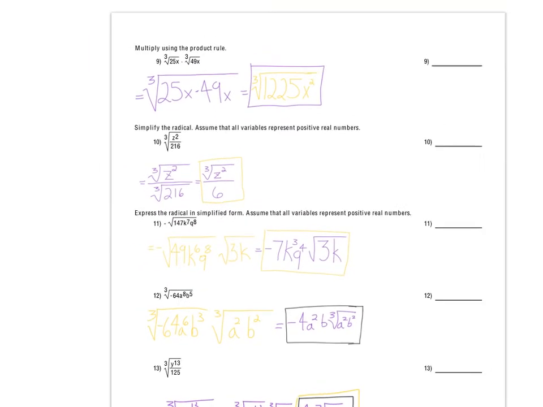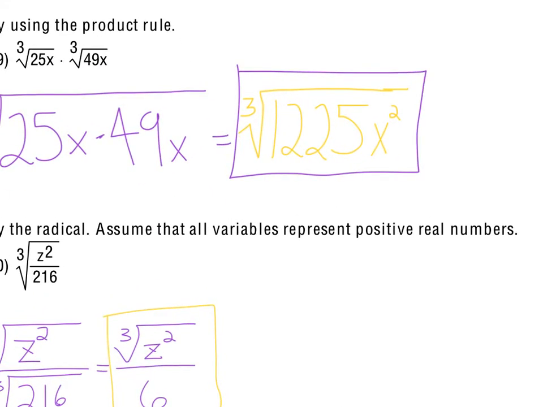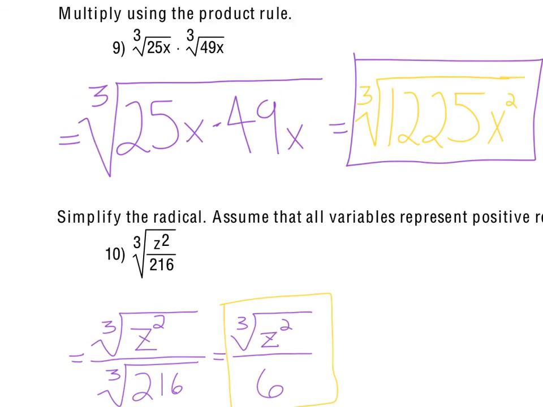Looking here, we want to multiply these radicals together. Because they are both cube roots, we can use our product rule, which says we can just multiply the 25x by the 49x, and we get the cube root of 1,225x squared. That cannot be simplified. Again, looking at those factors of 25 and 49, you'd see that you don't have any factors repeated 3 or more times, and the x squared has an exponent that's less than 3, so none of that can be cube rooted actually.